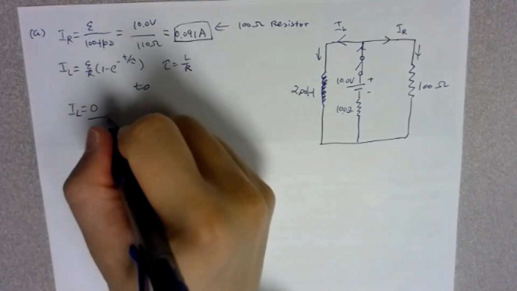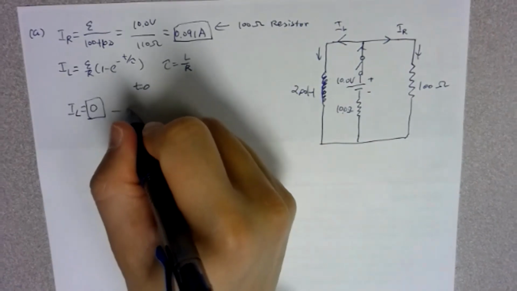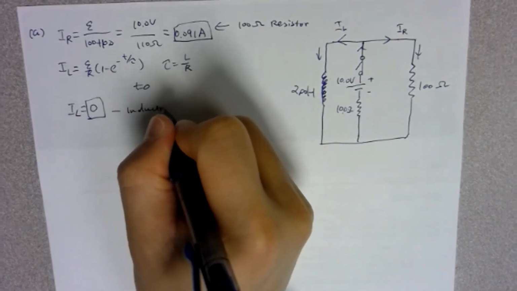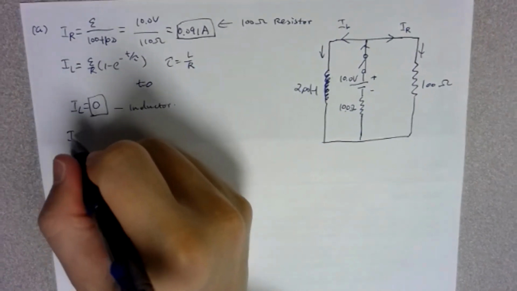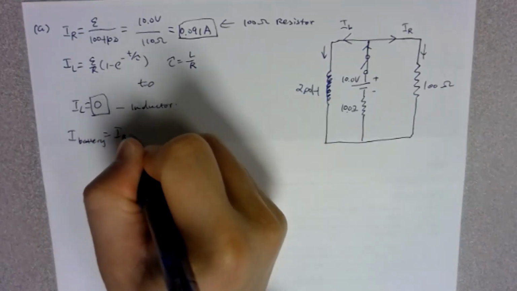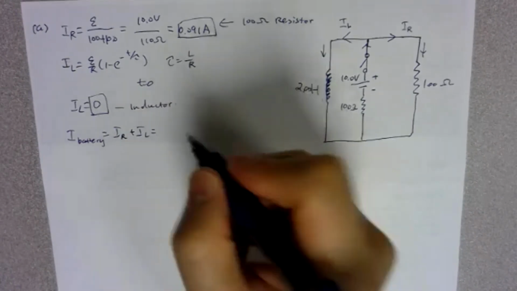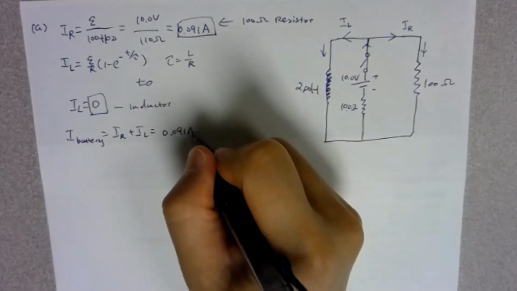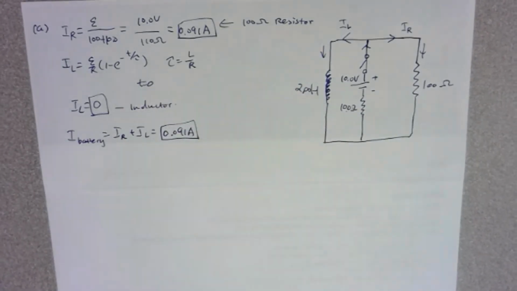So on the inductor, the total I on the battery should be equal to I of the resistor plus I of the inductor. So 0.091 amps.